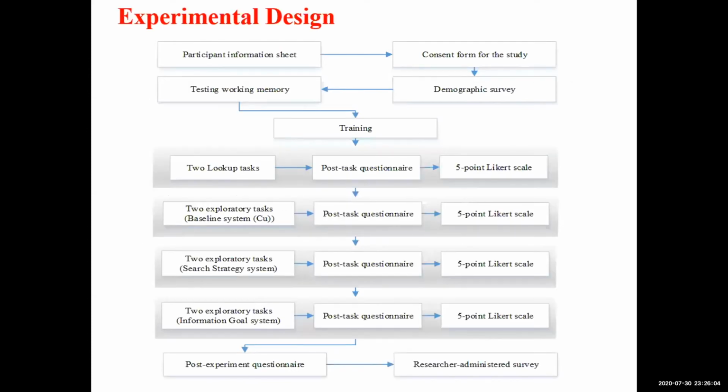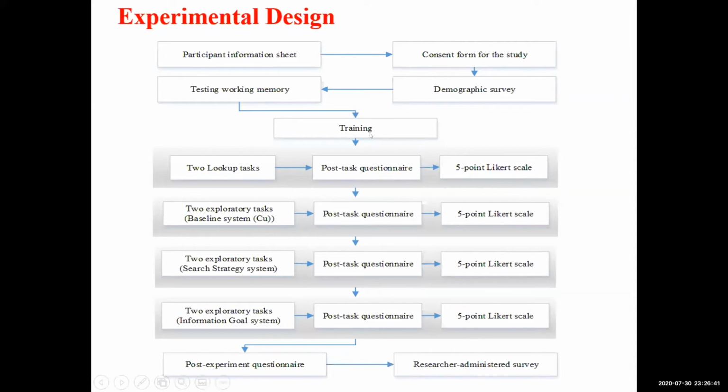The experiment design, as we can see in this flow chart, starts at the beginning with giving participants a participant information sheet about what this study is about, and then they have to sign a consent form for the study. Then we test working memory, because this study collects two types of data, and this paper presents only the findings on user perceptions rather than information behavior. We can present that in the near future.